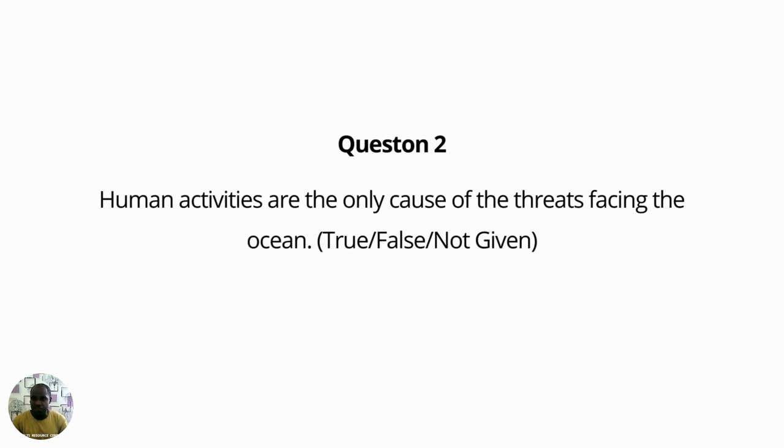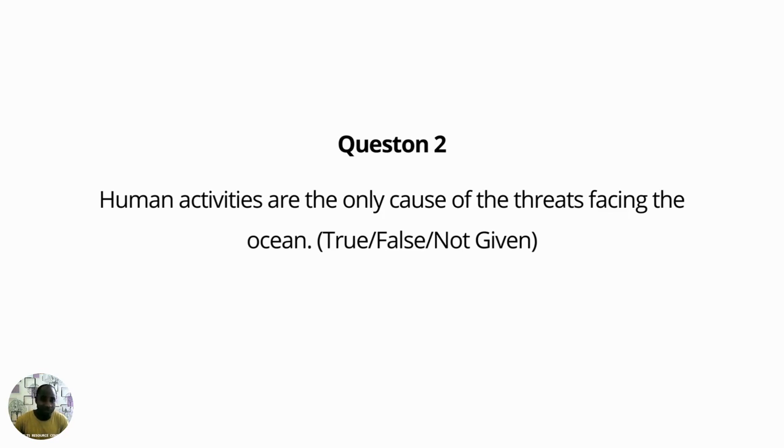The text mentioned pollution, overfishing, and climate change as human activities that threaten the ocean. But it does not say that they are the only causes. It didn't tell us that they are the only causes. We're not told about that. So it does not say that they are the only causes. That means the answer is not given.